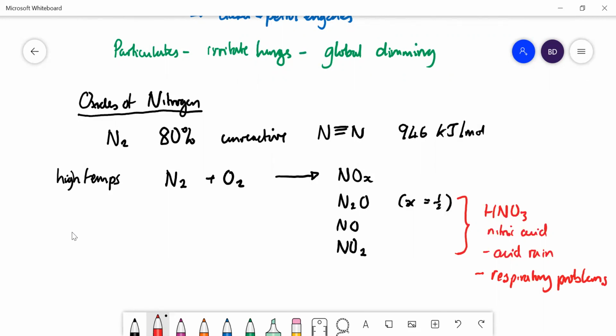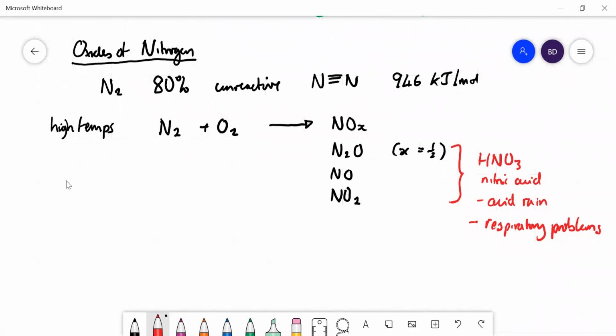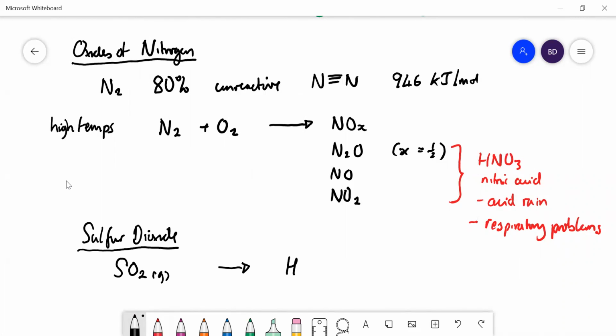Right, there's just one other pollutant we need to talk about, which comes from burning fuels, and this is sulfur dioxide, sulfur with an F. Sulfur dioxide has the formula SO2. It's a gas. It will react with oxygen and water to form sulfuric acid. And that, of course, causes acid rain. Sulfur dioxide also causes breathing problems. It will basically form sulfuric acid in your lungs.